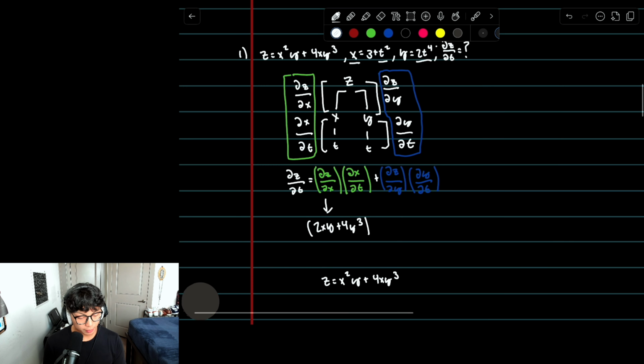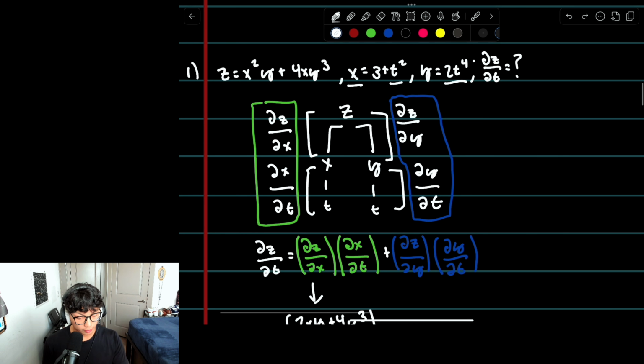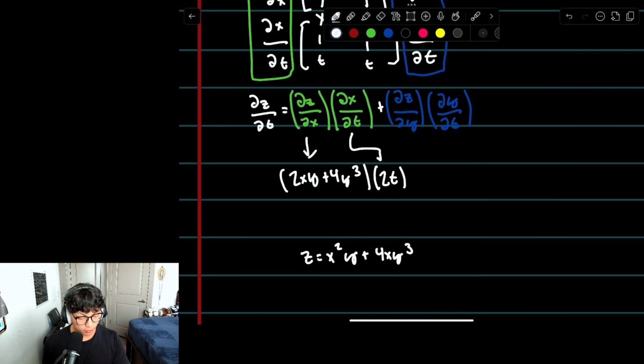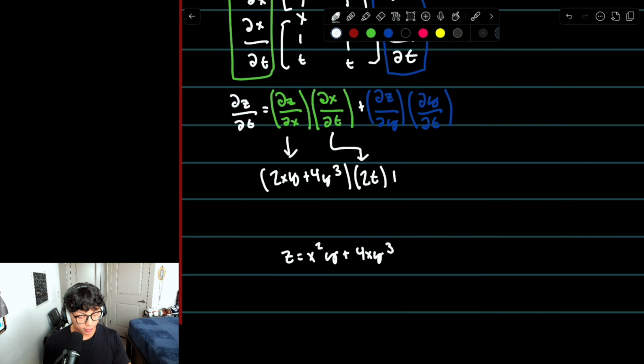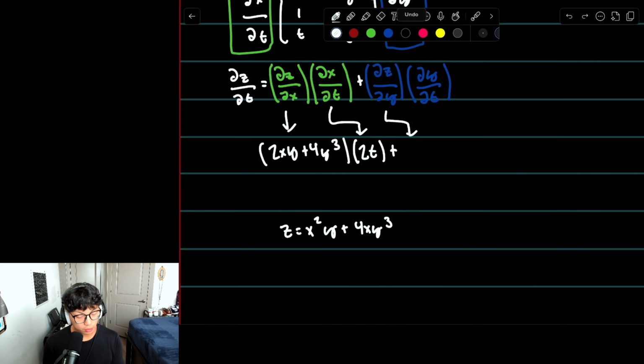Now our next step is to find the partial derivative of x with respect to t. And all we do is get our x over here and take the partial derivative, which since 3 is a constant with no t attached, that becomes a 0. And then since there is a t squared, that becomes a 2t. So that is our del x over del t. Now we add it to our del z over del y, which again, our z is given over here. And so now we treat x as a constant, so that gets left alone.